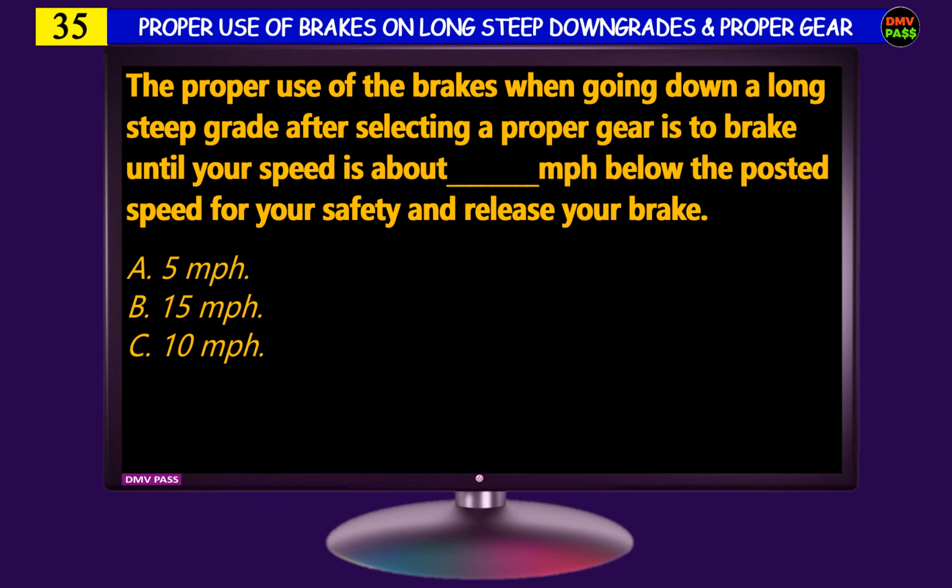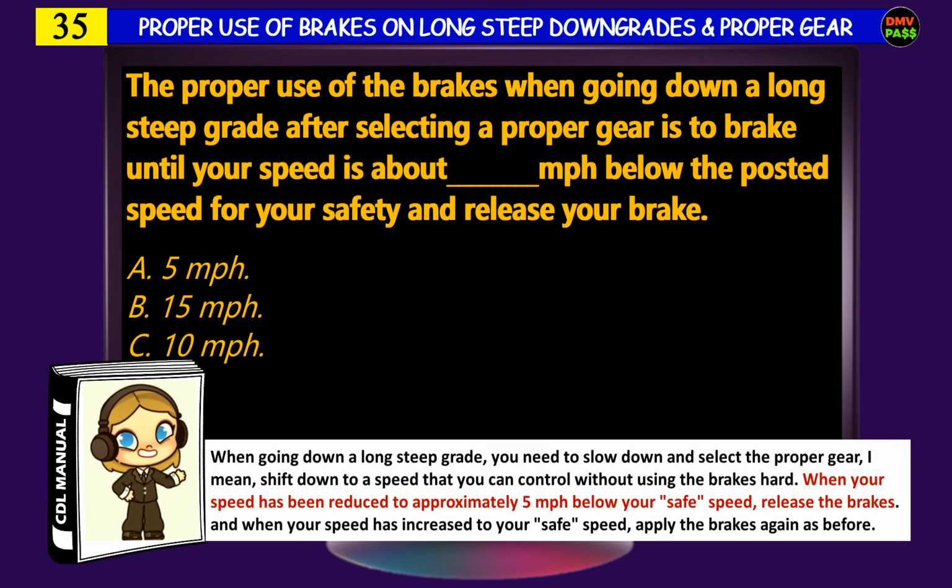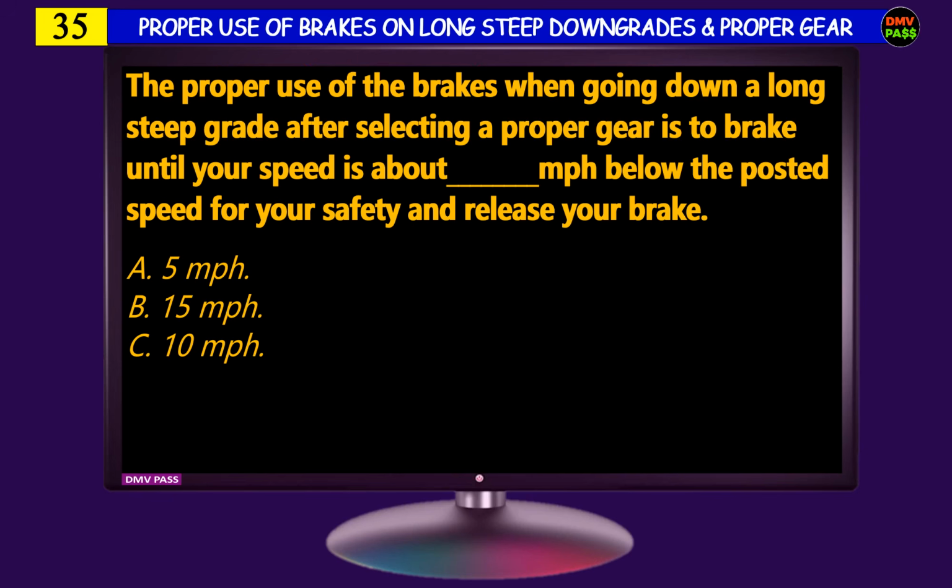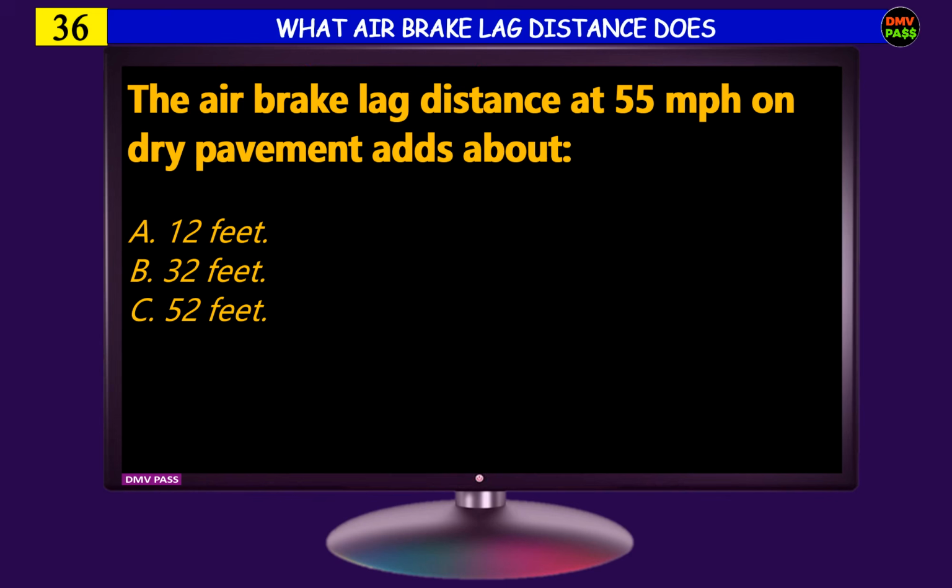C. 10 miles per hour. Note: when going down a long steep grade, you need to slow down and select the proper gear, shifting down to a speed that you can control without using the brakes hard. When your speed has been reduced to approximately 5 miles per hour below your safe speed, release the brakes, and when your speed has increased to your safe speed, apply the brakes again as before. So, the correct answer is A. 5 miles per hour. Next question.